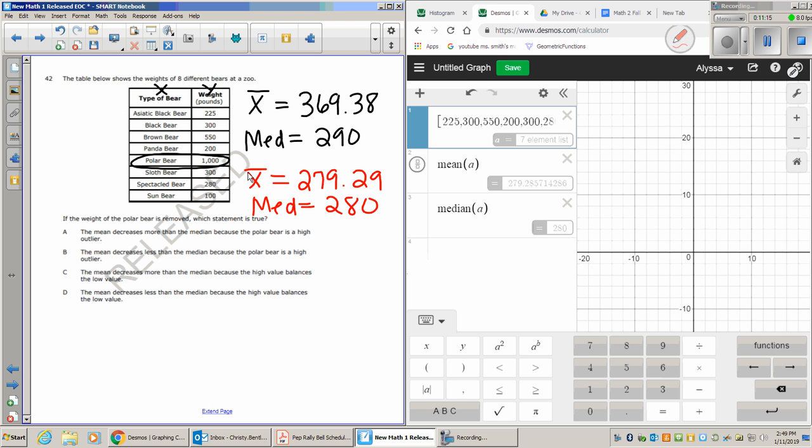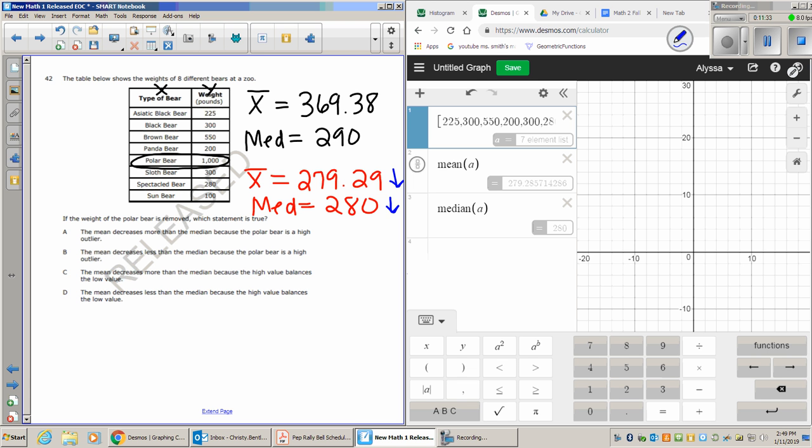So just kind of make a note of what's happened here. The original mean was 369.38. The new mean is 279.29. So this was definitely a decrease. The median dropped from 290 to 280, so also a decrease, but not nearly as much.